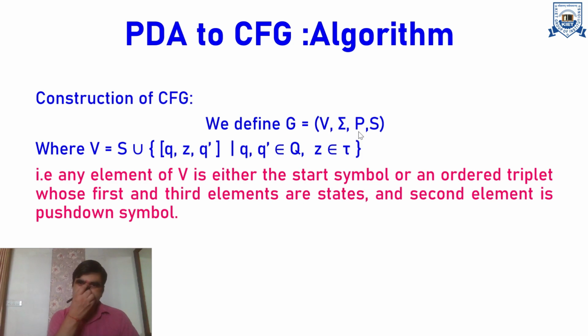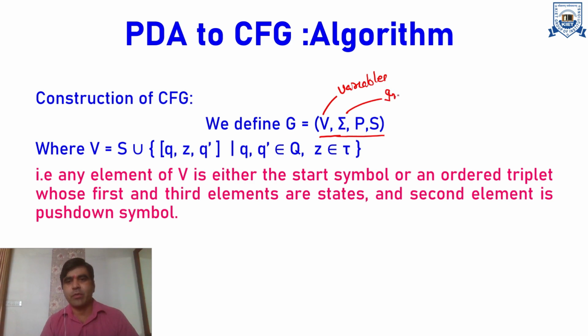So PDA to CFG, the algorithm says that, when we are given a push-down automata, there are states, there is a transition function, there is a stack symbol, input alphabet, all those things. But when we convert this push-down automata to an equivalent context-free grammar, then we give a context-free grammar. Okay, and any grammar is defined by these four tuples. One is V, where V is the set of variables.